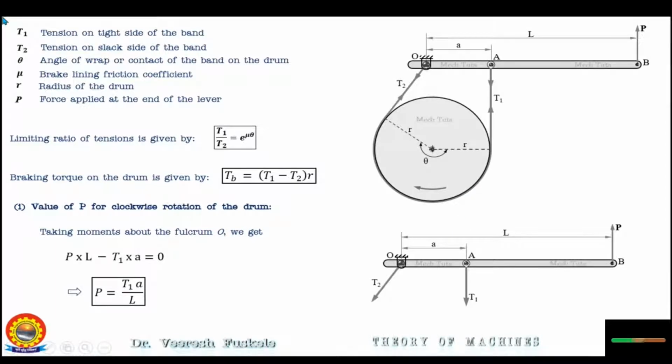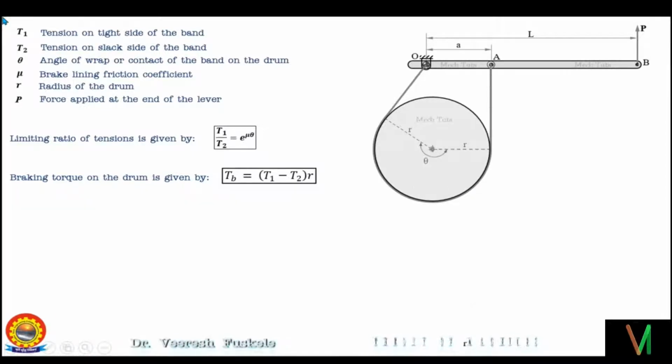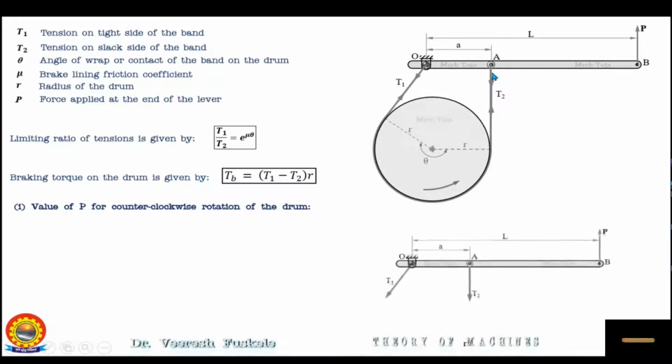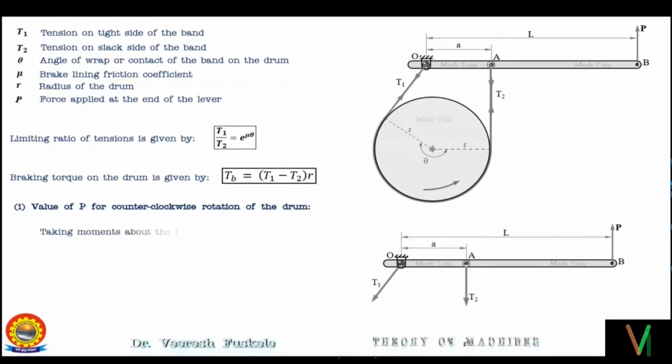Move to the second case, that is find out the value of P for the anti-clockwise rotation of the drum. As shown in figure, as the drum is rotating in the counterclockwise direction, the end of the band connected to the fulcrum O will be the tight side with tension T1 and the end of the band attached to A will be the slack side with tension T2. Now as earlier, let's take the moments of various forces in free body diagram of the lever about the fulcrum O.